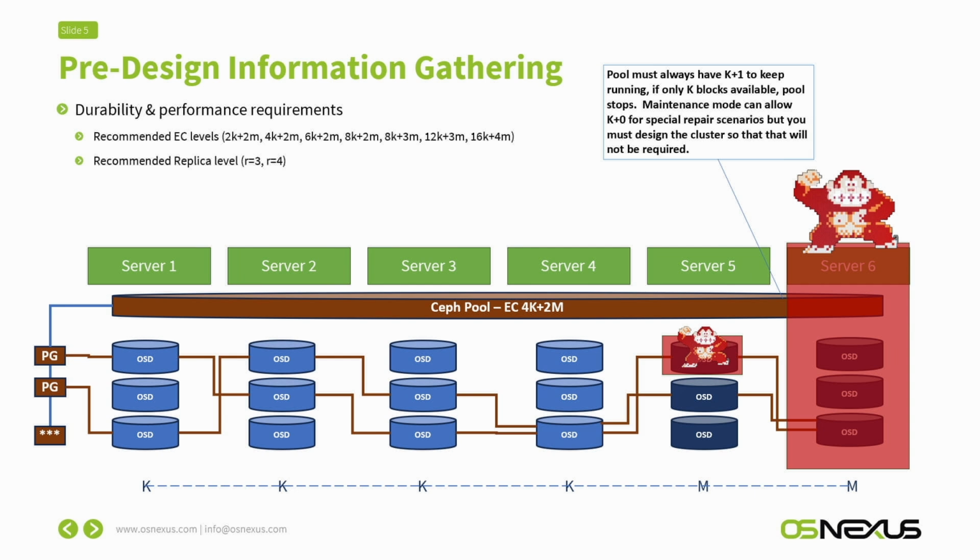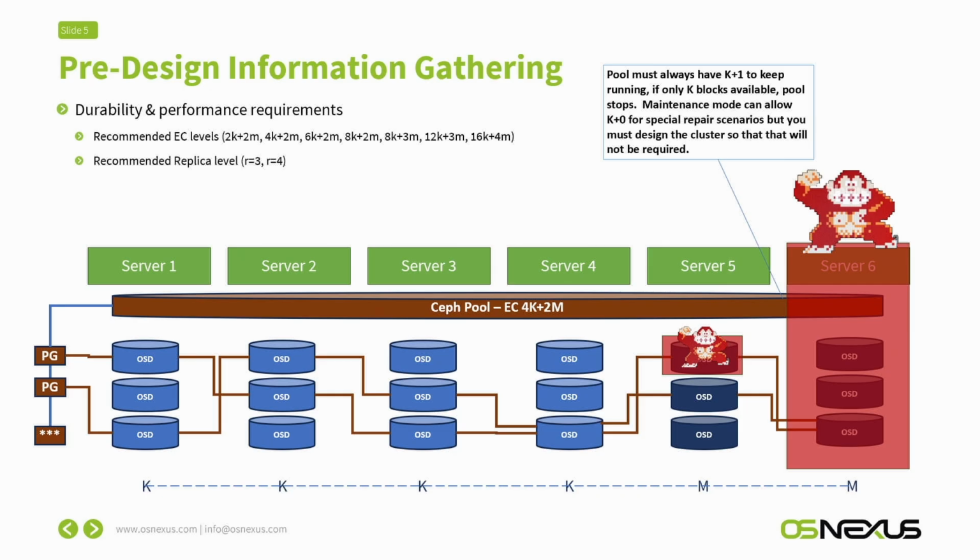If we need more durability than this, then we might do a 4K plus 3M to have another coding block, so that we'd have these all be dark blue, and this would be, instead of K, it would be M. So, yeah, question? Where you lose that drive in server 5? Does that become read-only, or does it go offline?